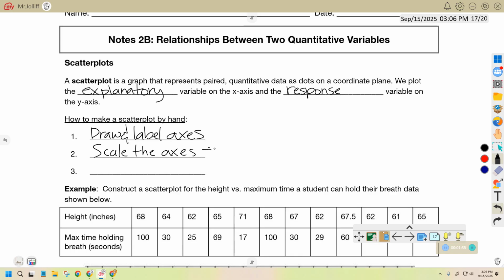Reminder that your scale should be uniform. Hash marks should be evenly spaced. We're counting by the same chunk of numbers each time. Counting by 2s, counting by 5s, counting by 10s. Whatever we're counting by, it's the same on the whole axis.